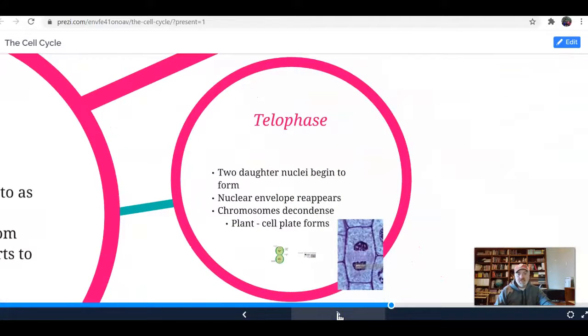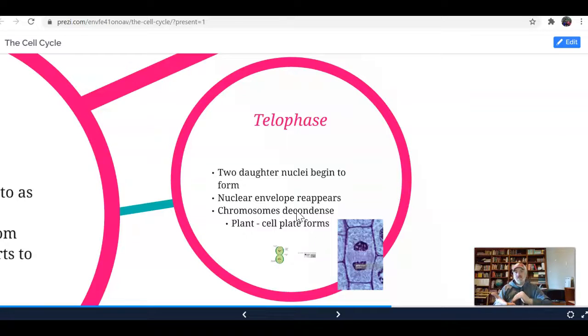The last phase is telophase, or telophase. I've heard it pronounced both ways. Your two daughter nuclei begin to form. The nuclear envelope reappears and the chromosomes decondense. So hopefully you'll notice that sounds very similar to prophase. It's just the exact opposite.